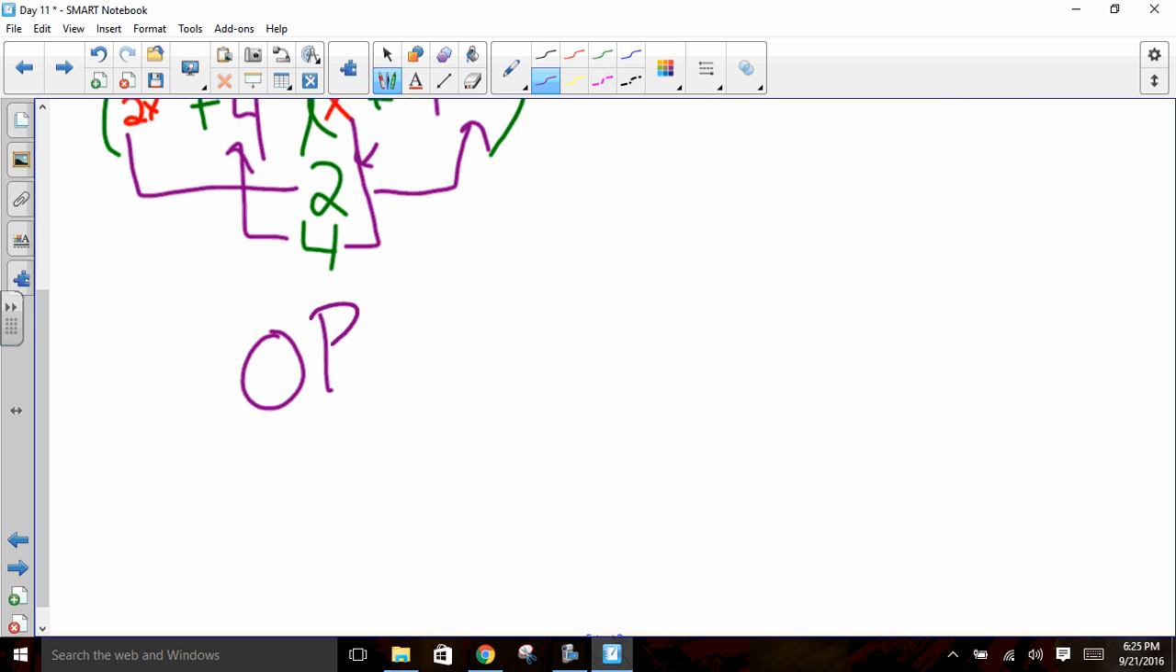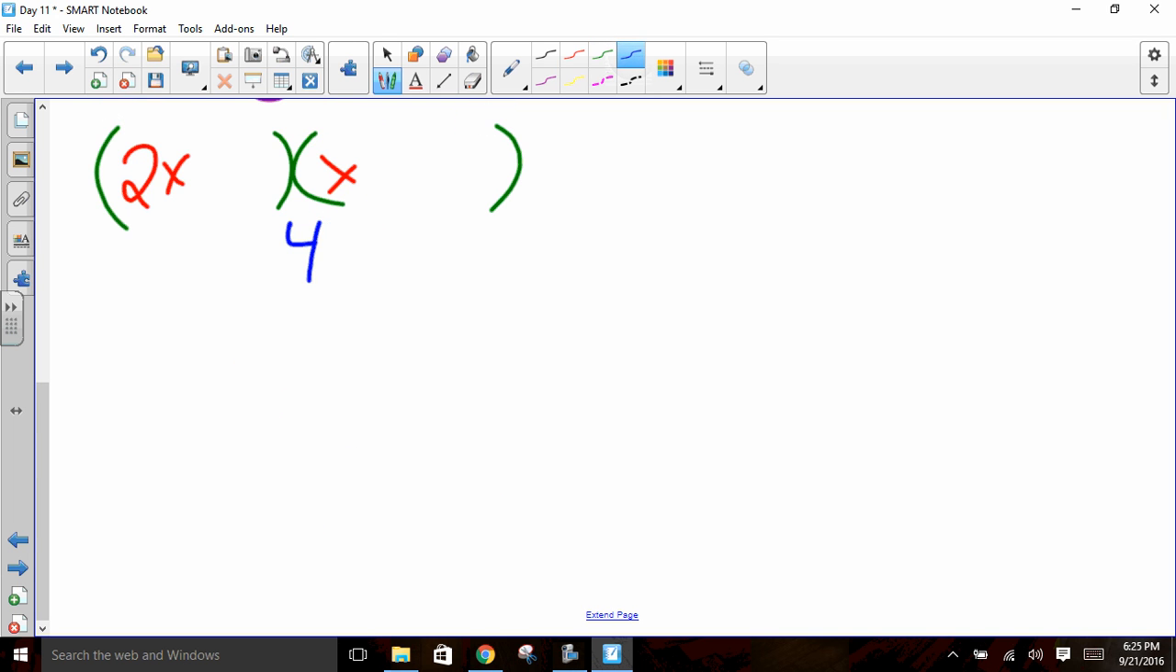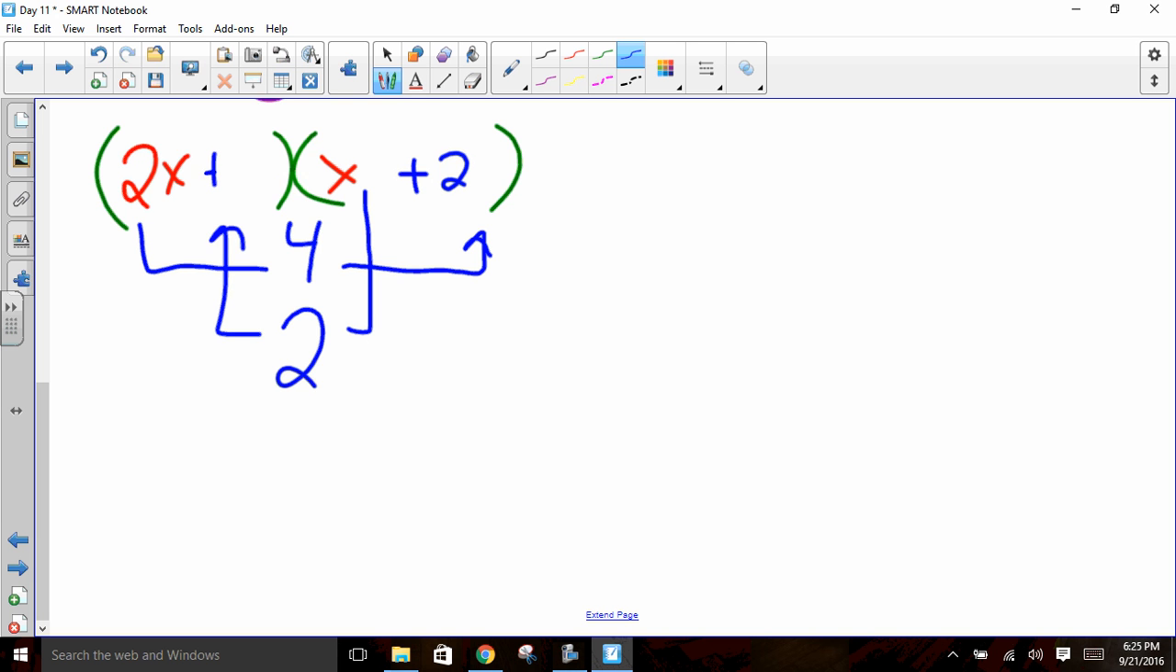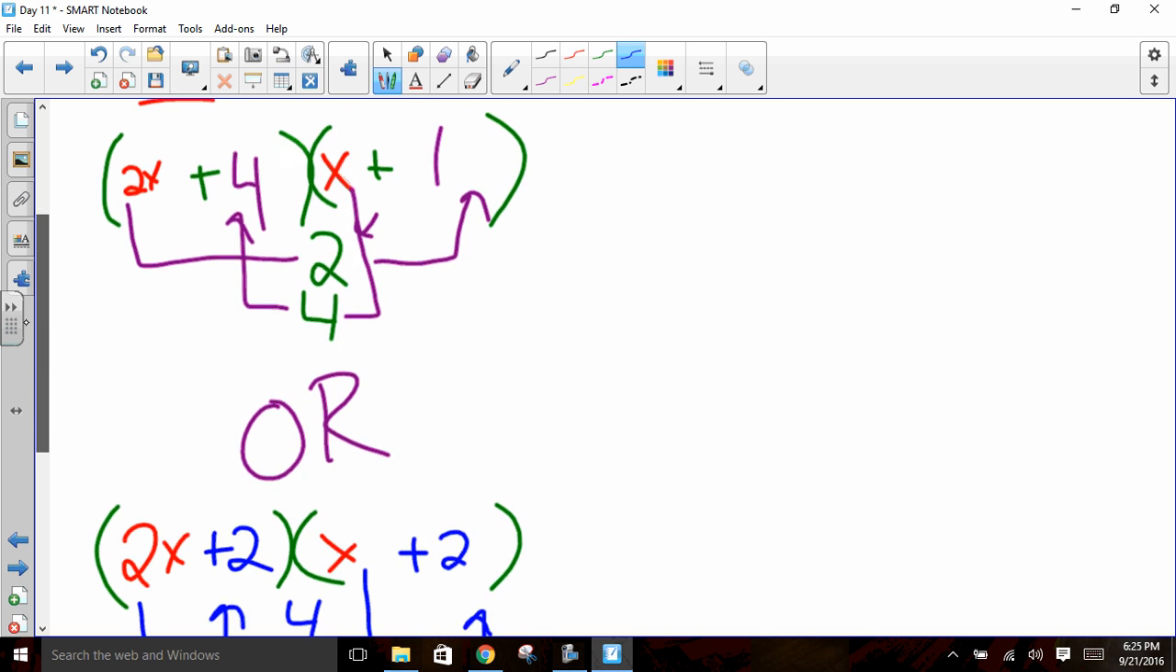Or, if I go back and start this the exact same way, I have that 2x and that x. Say I put my 4 on top and my 2 on bottom. Well, I can take 4 divided by 2 and get plus 2. My x here, nothing divides out. I get plus 2. So there's 2 different potential answers for this one.